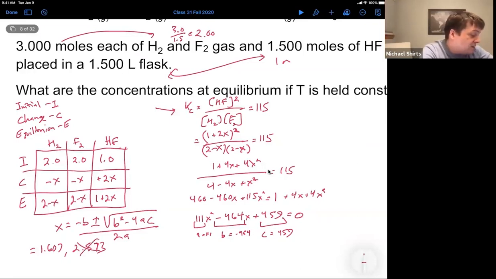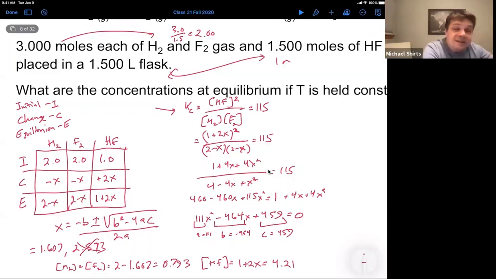So once we have that, we can just plug everything in. That would leave a concentration of hydrogen, which is equal to the concentration of fluorine gas, of 2 minus 1.607, which equals 0.393, and HF is equal to 1 plus 2x, which ends up being 4.21.